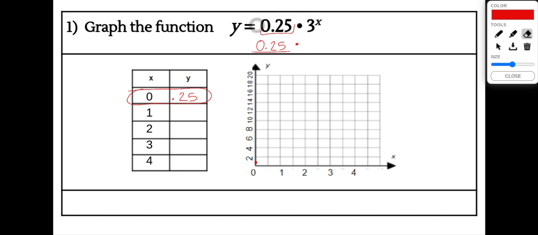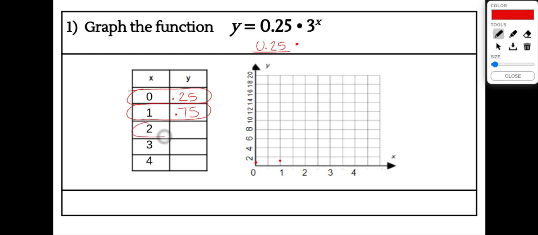Okay. So let's go ahead and plug in another value. We're going to plug in 1. So if I plug in 1, 3 to the first power is 3, and now 3 times 0.25, or 3 times 25 cents, would be 75 cents. So go to your graph, over 1, up about 0.75. It's really hard because these are 2 is the first tick mark. So we're just doing our best here. Doing our best, pretty small.